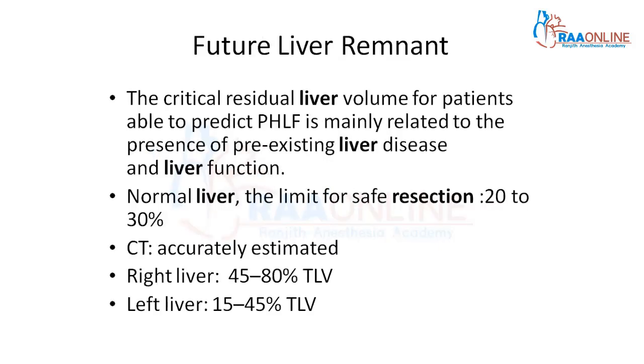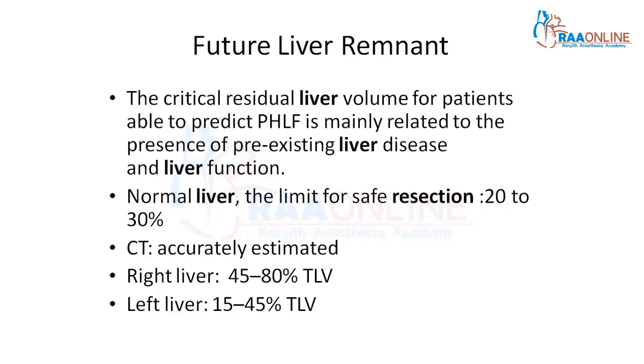Now, when we post the patient for a liver resection, we are always talking about the FLR. What is an FLR? That's the future liver remnant, as to how much liver will be left behind following the resection. So the critical residual liver volume, which will be left behind, as I said, you can easily remove 70 to 80% and leave behind 20 to 30%. But this 20 to 30% should be normal liver. So it really depends upon whether there is any existing liver disease or how the functions of the liver are.